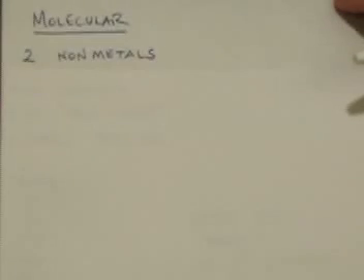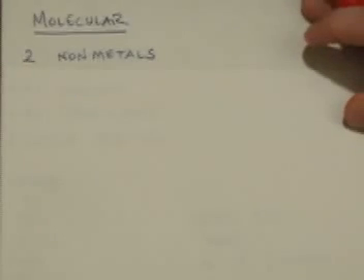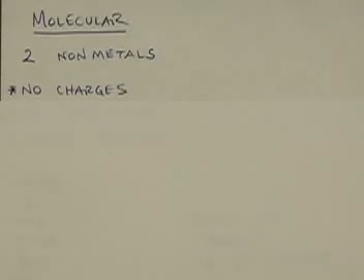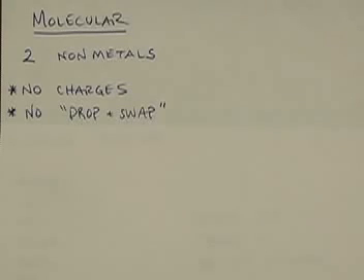Molecular substances are made of two nonmetals. The simple ones that we will name today contain only two nonmetals. There are no charges in molecular substances like we had in ionic substances. These two nonmetals stick together without charges. There's no drop and swap of the charges like we did in ionic substances. And they simply use prefixes to name how many of each of the nonmetals are in there.